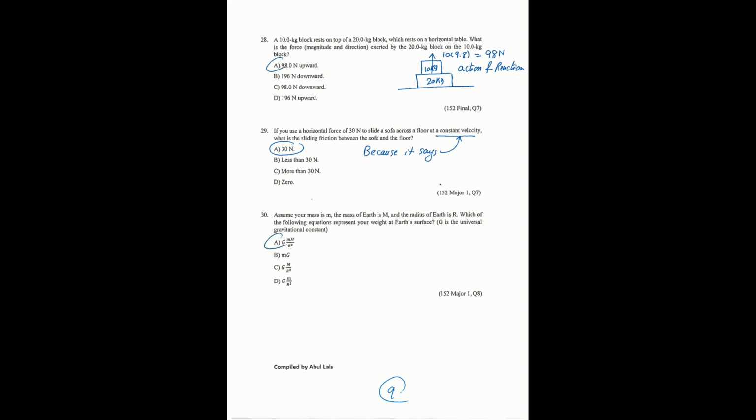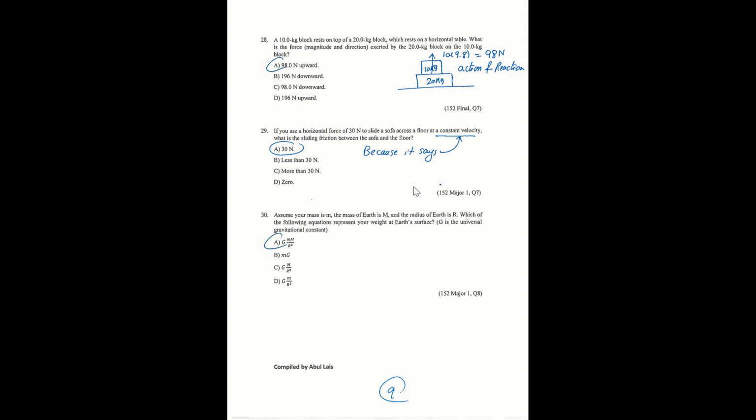Okay, number 28. It says that a 10 kilogram block rests on top of a 20 kilogram block which rests on a horizontal table. What is the force, magnitude and direction, exerted by the 20 kilogram block on the 10 kilogram block? Now remember that Newton's third law says for every action there is a reaction equal in magnitude and opposite in direction. So if you want to know the force that the 20 kilograms applies on the 10 kilograms, you should know the force that the 10 kilograms applies on the 20 kilograms. So what is this force? It is 10 multiplied by 9.8, it's 98 newtons downwards. So the 20 kilograms will apply 98 newtons upwards.